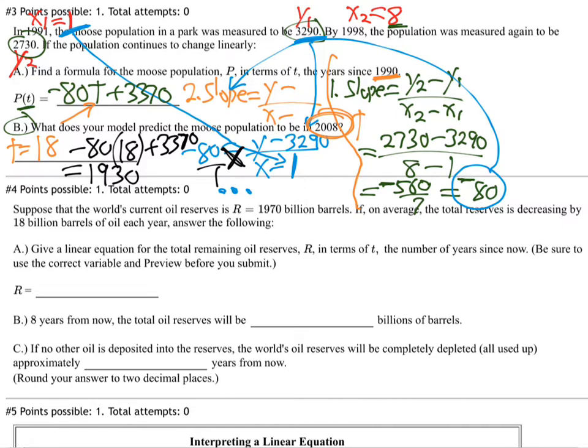Good. All right. Let's go on to number 4. Suppose that the world's current oil reserves, how many barrels? If on average the total reserve is decreasing by 18 billion barrels of oil each year, answer the following. Write an equation, R in terms of T. So they want me to do R in terms of T.